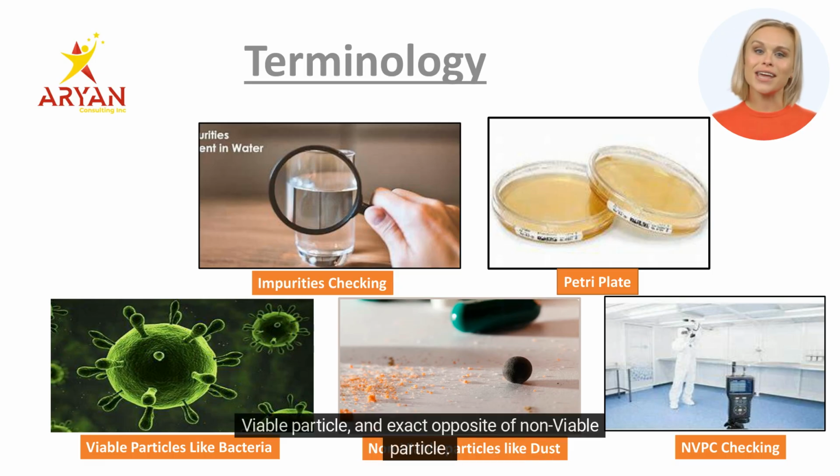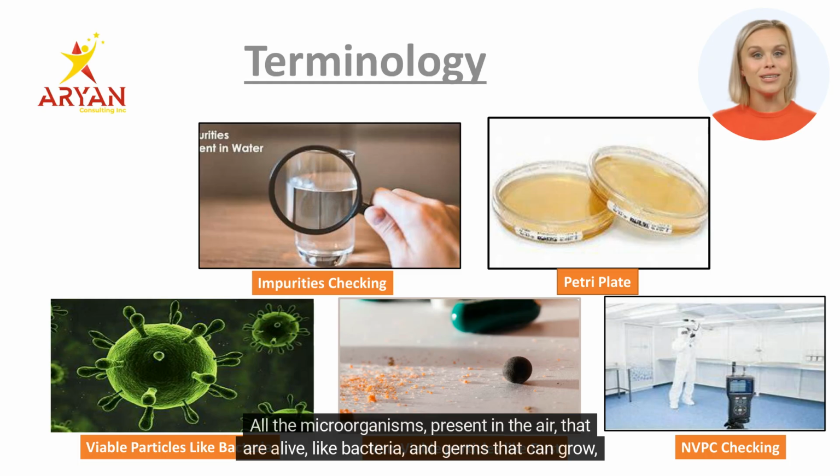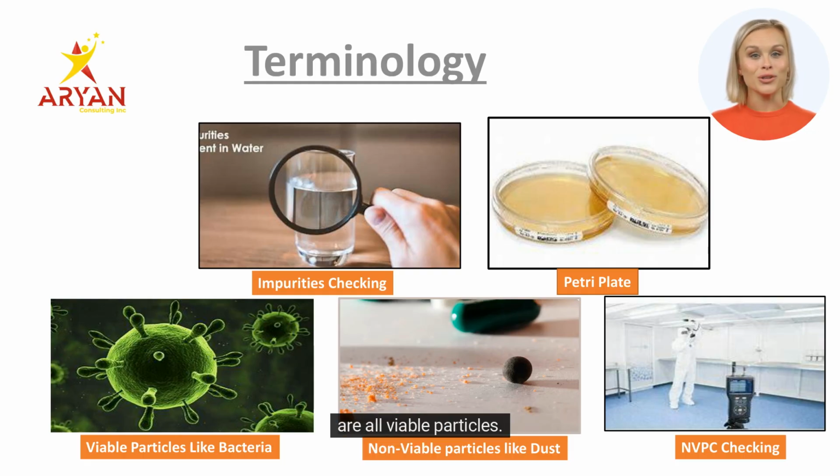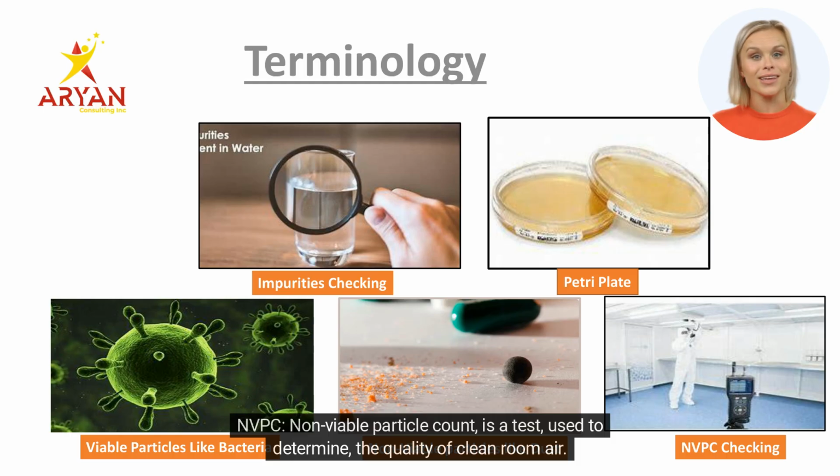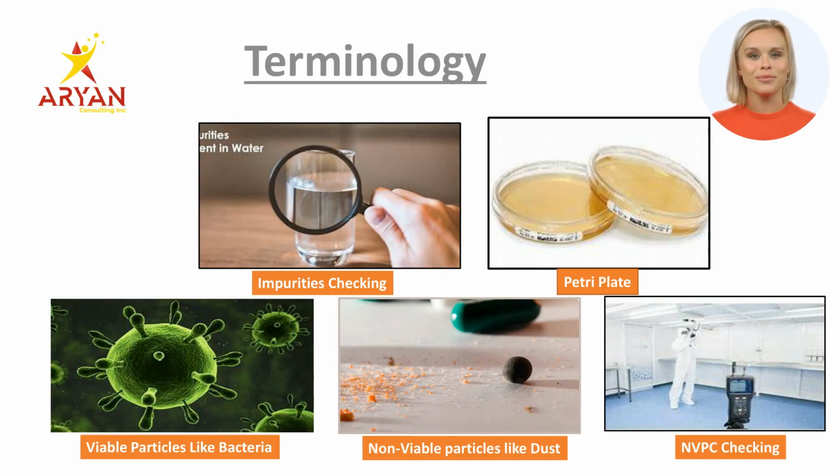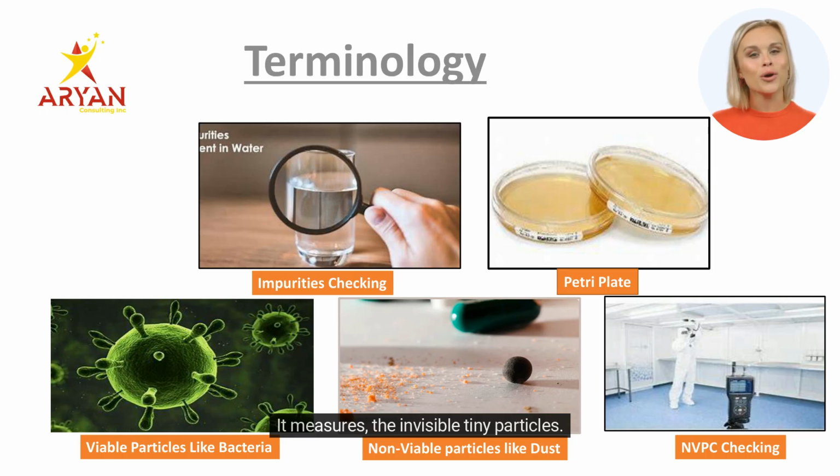Viable particle, an exact opposite of non-viable particle. All the microorganisms present in the air that are alive, like bacteria and germs that can grow, are all viable particles. NVPC, non-viable particle count, is a test used to determine the quality of clean room air. It measures the invisible tiny particles.